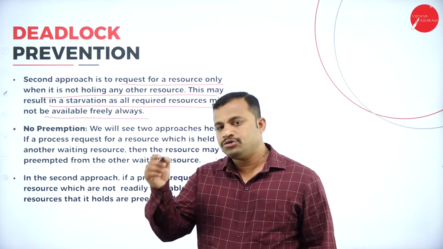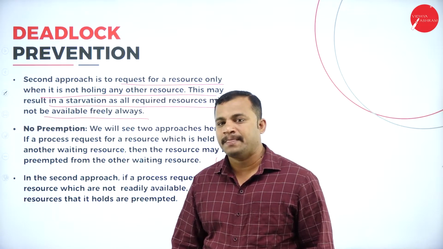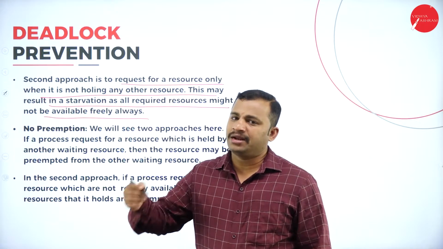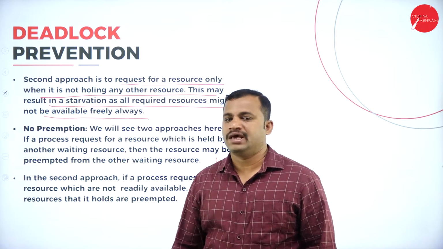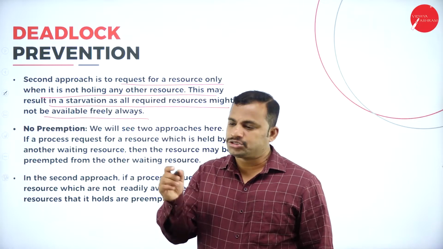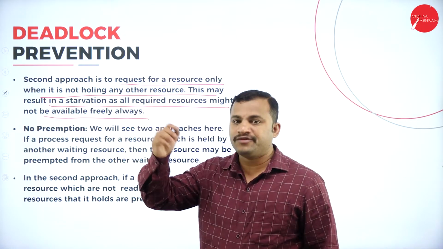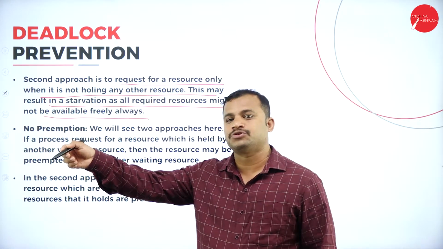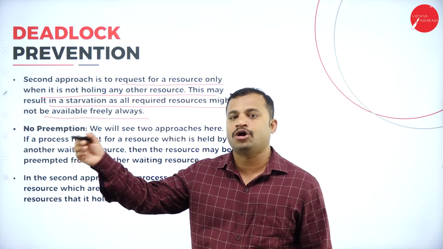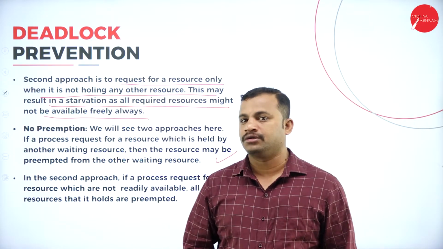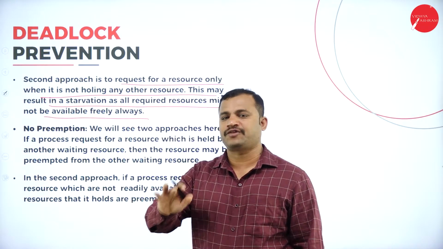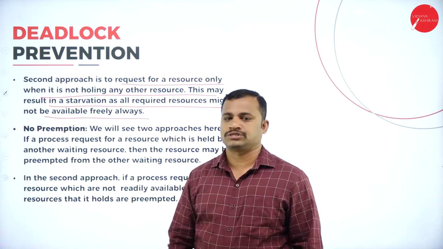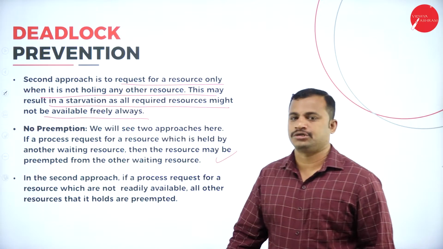Suppose when a process is executing a program, if any higher priority process comes into the picture for execution, then it has to preempt or switch over from the current process to the next process which has come with priority. That is called preemption. No preemption means there is no possibility of switching over from one process to the other.